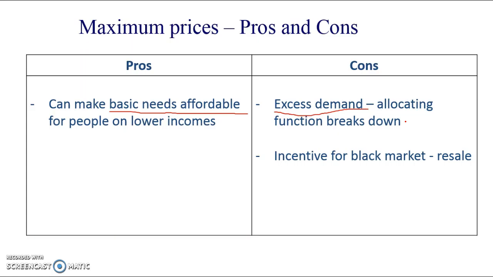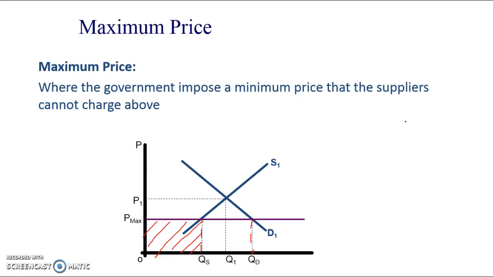And there's also an incentive for a black market as well, because there are lots of people that want it and are willing to pay a much higher price, and there are suppliers that are willing to supply it as well, but they just need to have a higher price before they are willing to supply it. So there will be a black market for kind of resale.